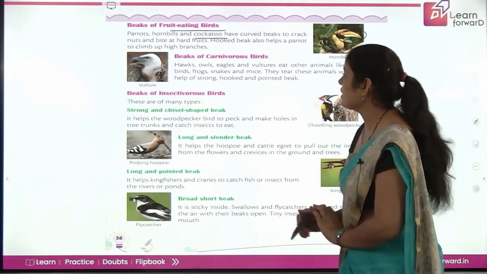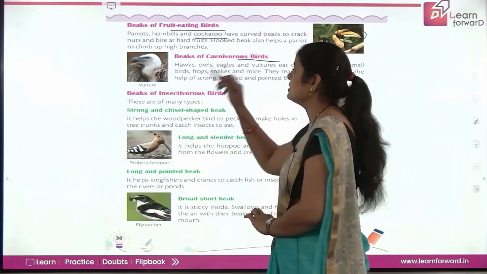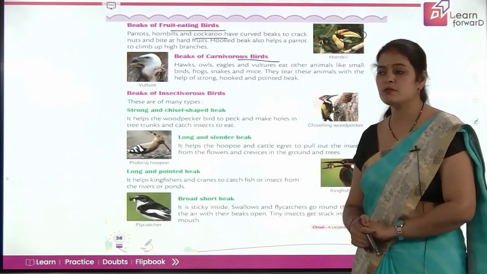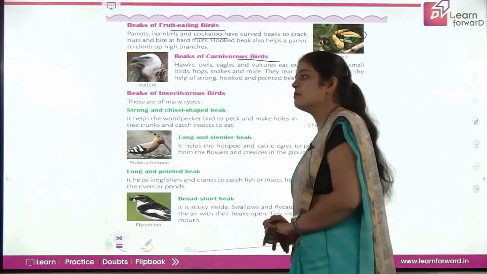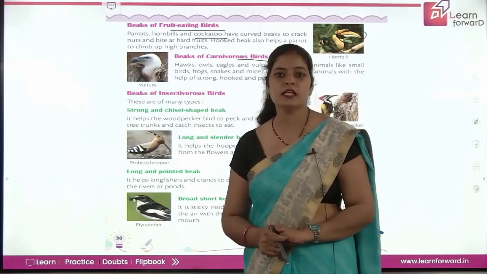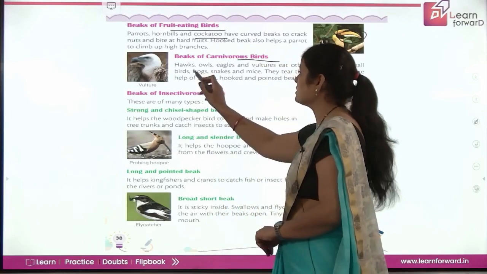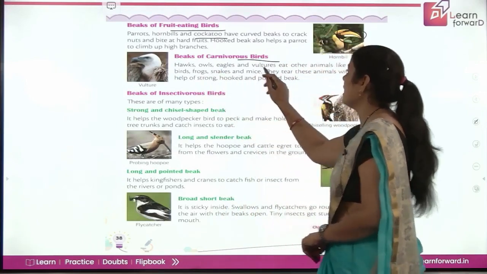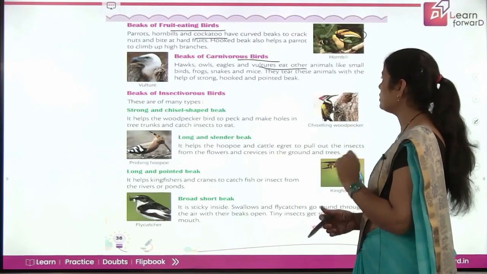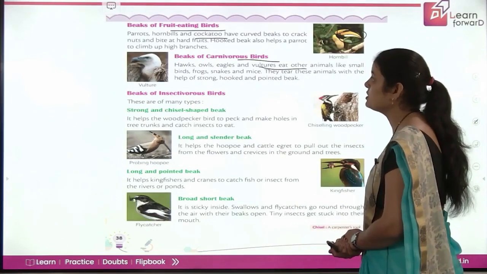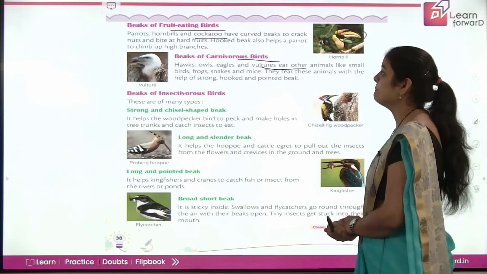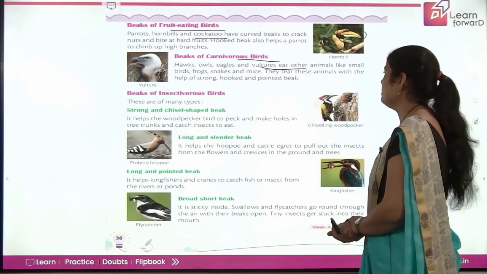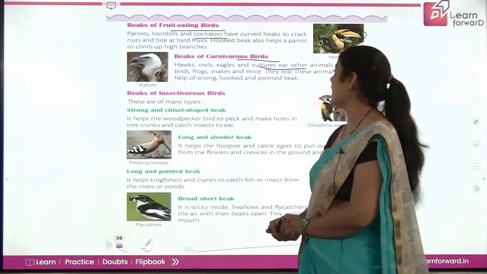Now, beaks of carnivorous birds. There are some birds that are carnivorous, meaning they feed upon the flesh of other animals. Here, hawks, owls, eagles and vultures eat other animals like small birds, frogs, snakes and mice. They tear these animals with the help of strong, hooked and pointed beaks.